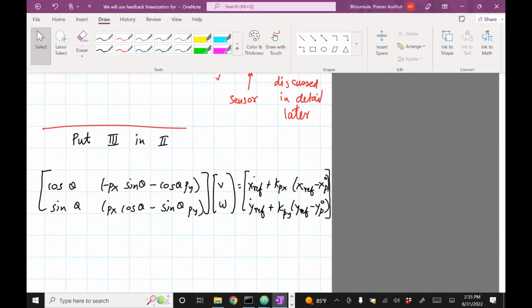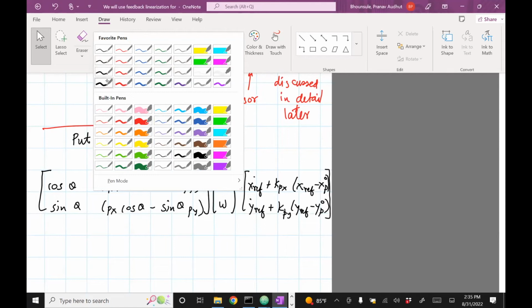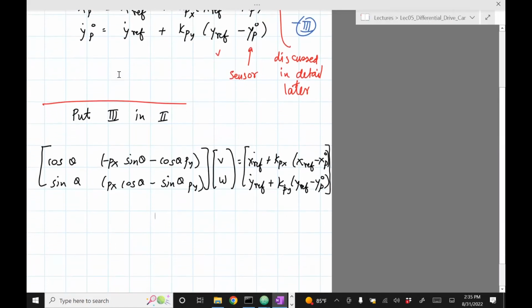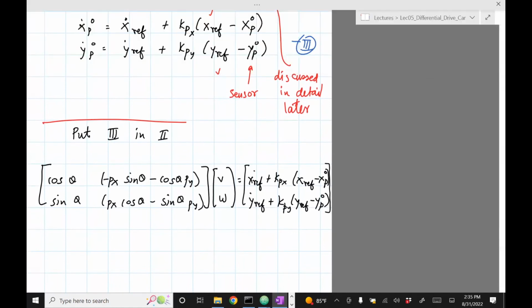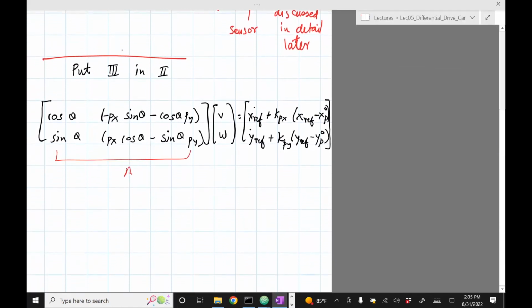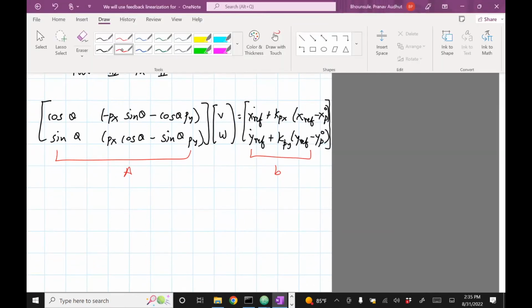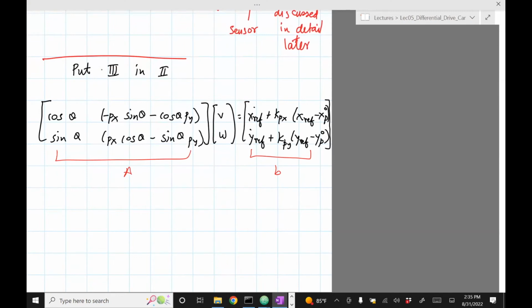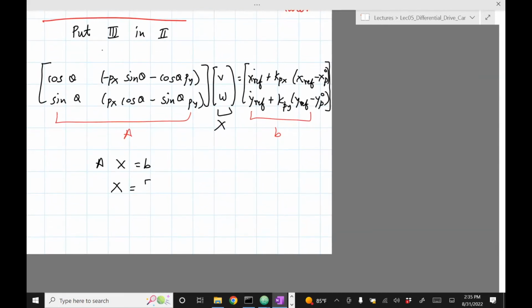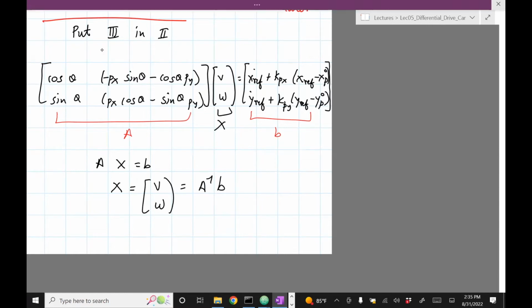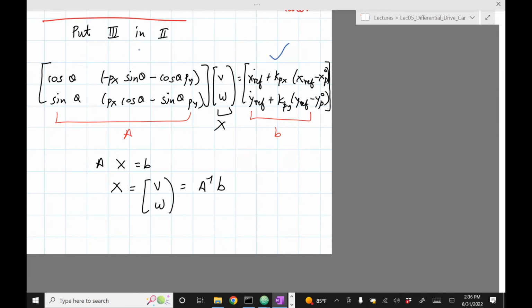So what we have here is, let's call this whole thing A, this whole thing B. So we have A, let's call this X, AX equals B. In order to solve for X, which is v omega, we need to do A inverse B. And remember that everything here is known. We're only interested in solving for X, which is our velocity.